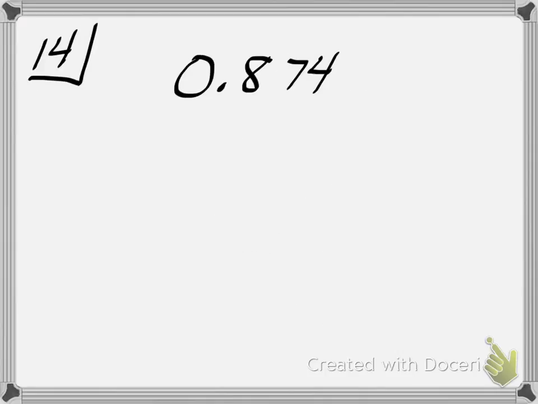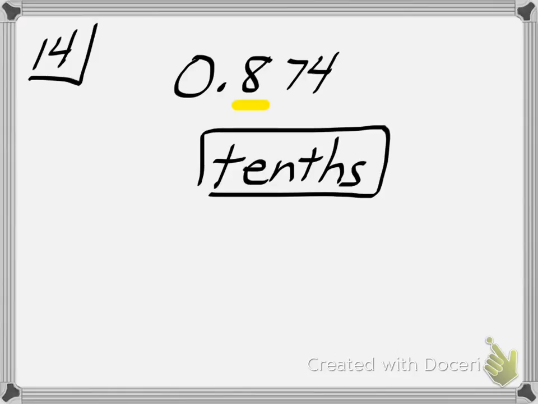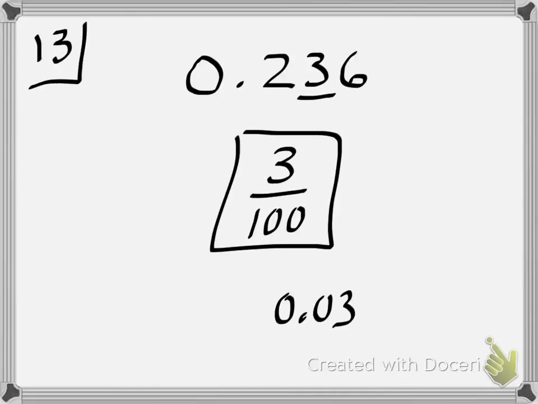For number 14, they want the place value, so they want to know the actual place that the 8 is in. And this 8 is in the tenths place. So our first place is always the tenths. We have tenths, hundredths, thousandths. So this 8 is in the tenths place.